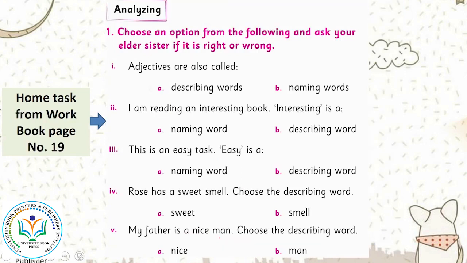This is your home task from workbook, page number 19. What you have to do, choose an option from the following and ask your elder sister if it is right or wrong. This exercise is from describing words. You have to choose an option and ask your elder sister or anybody else who is elder than you if it is right or wrong. Adjectives are also called, you have to choose the one. We have discussed the adjectives and noun earlier in this lesson.